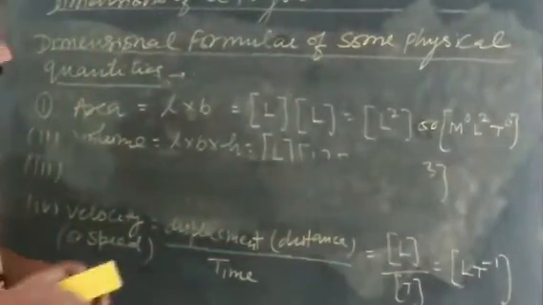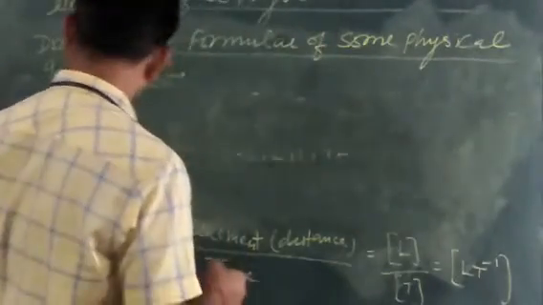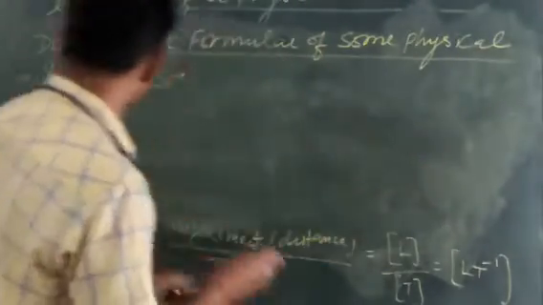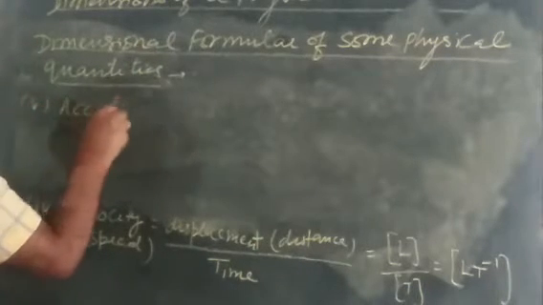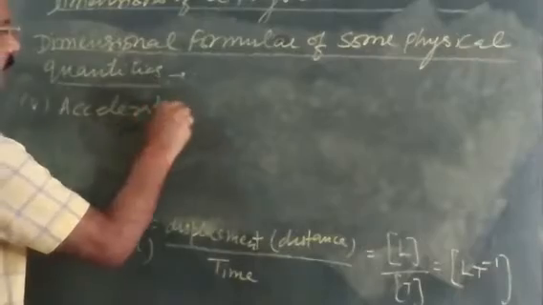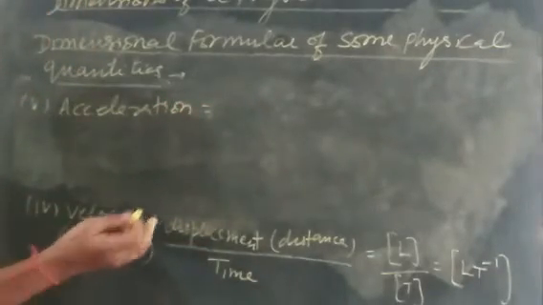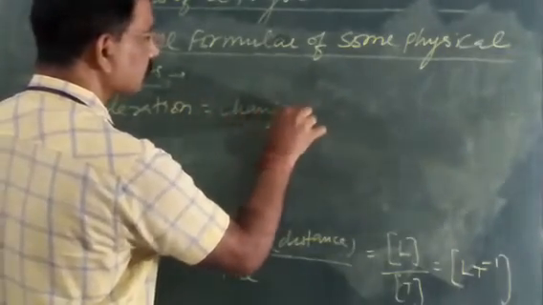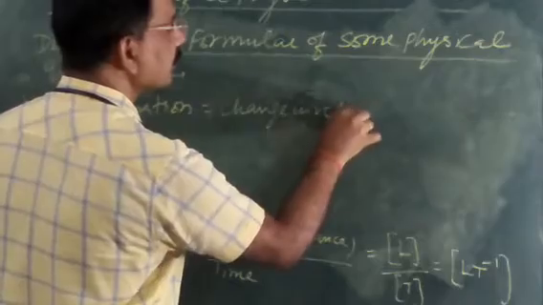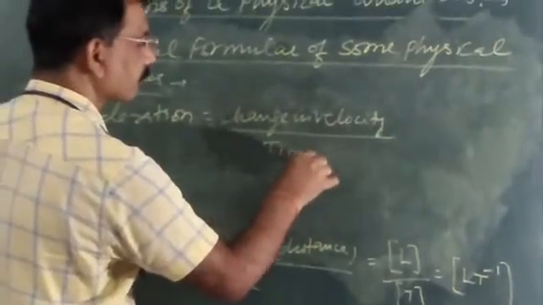Next one is acceleration. Some important dimensions I am telling you. Fourth, fifth. Fifth is acceleration. Acceleration is equal to change in velocity upon time.